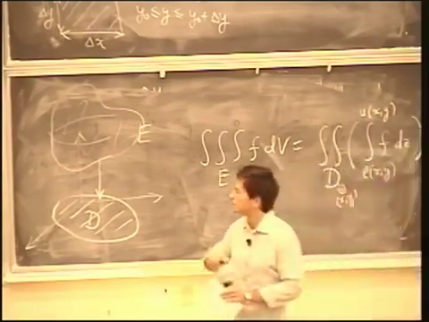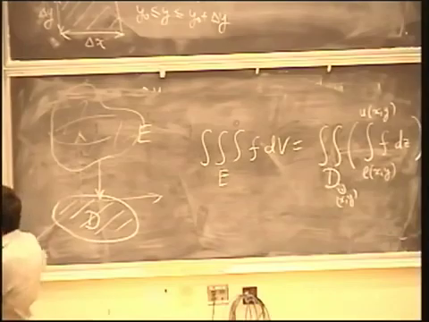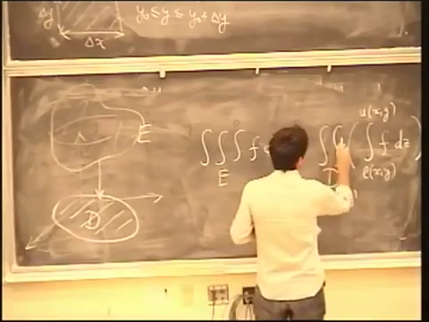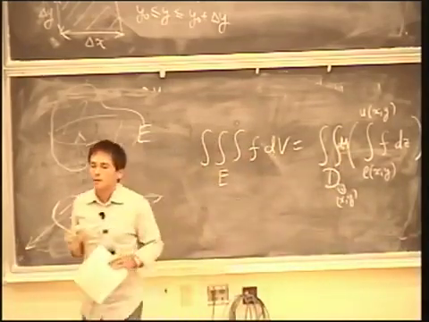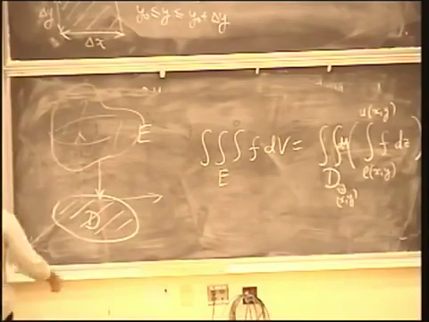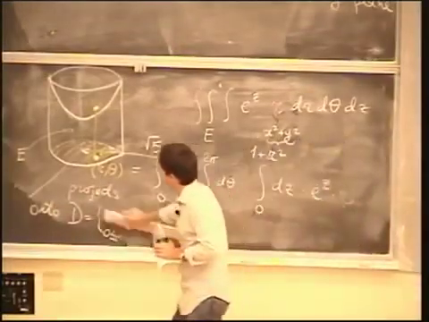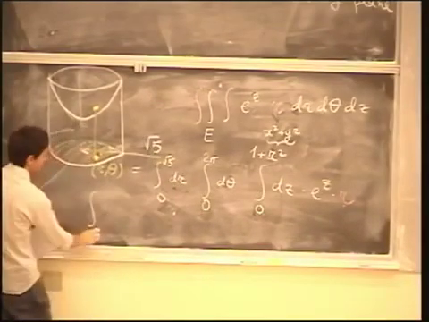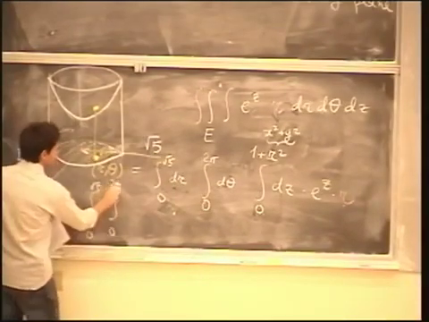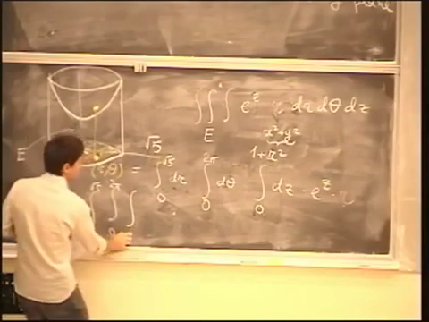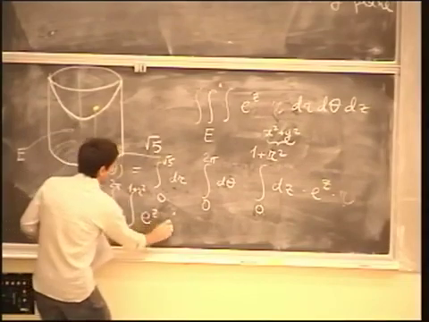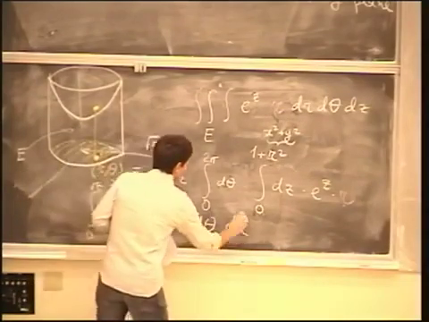Yes? So then I would just write, oh, and here, yeah, that's right. So then here I would put dA, like this. Yes? That's right, in the old way. So you want me to write this in the old way? Okay. So this, in the old way, would be the integral from 0 to square root of 5, 0 to 2 pi, 0 to 1 plus r squared, e to the z, dz, d theta, dr.